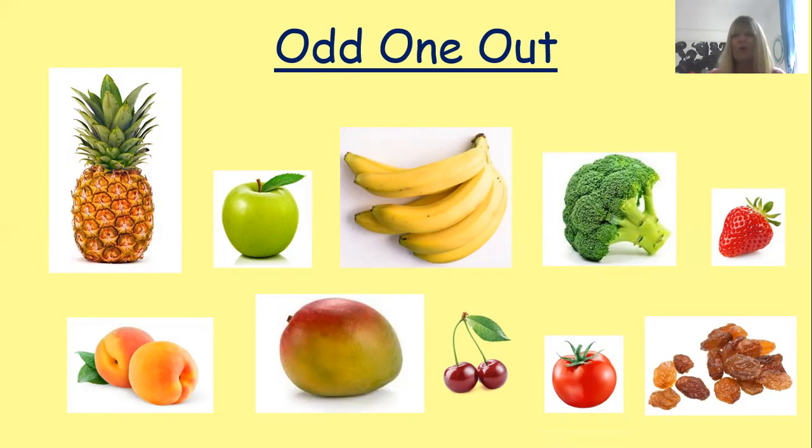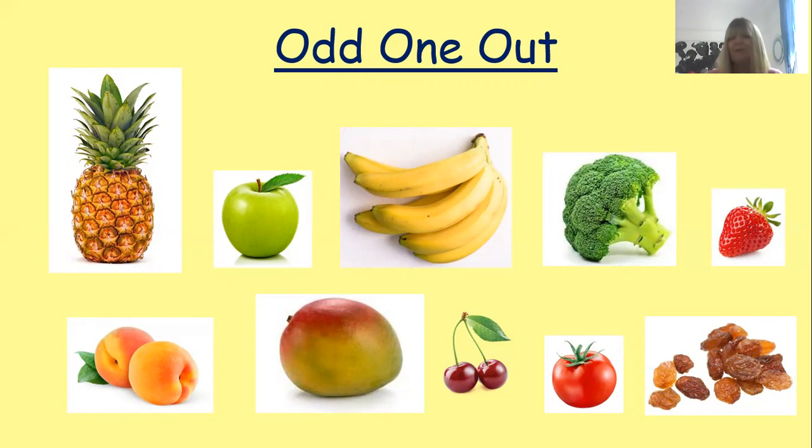Well, let's start with the first one I think is an odd one out. I'm going to start with broccoli, because I think all the other pictures are of fruits. But a broccoli isn't a fruit, it's a vegetable. You're absolutely right if that's what you said. So broccoli is a vegetable, the rest are fruit. Anything else?